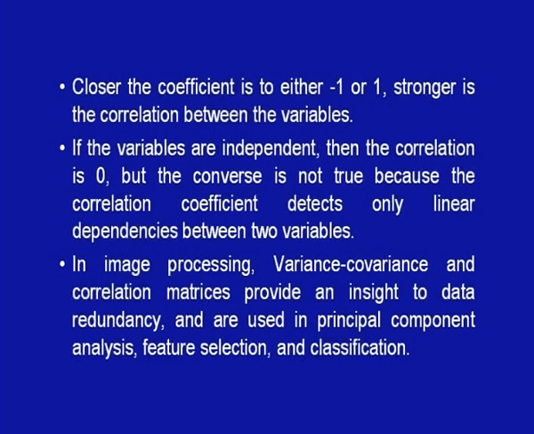In image processing, variance covariance and correlation matrices provide an insight into data redundancy and are used in principal component analysis, feature selection and classification. Having had a theoretical description of the various parameters which help us in identifying the characteristics of an image in terms of its statistical nature, now let us understand all this by undertaking a small illustrative example.